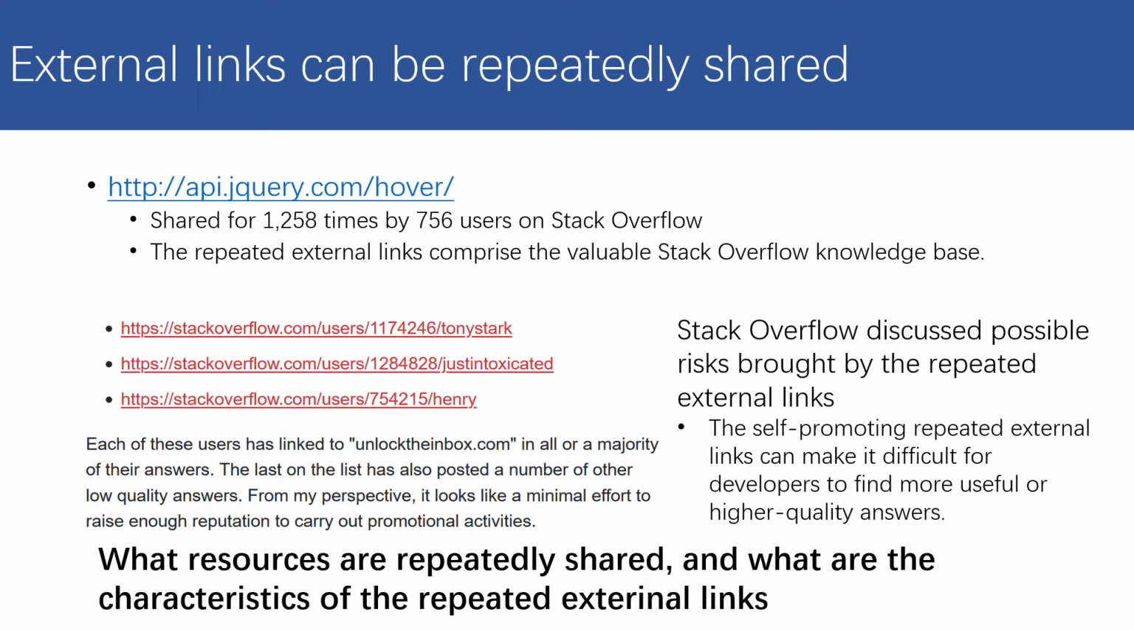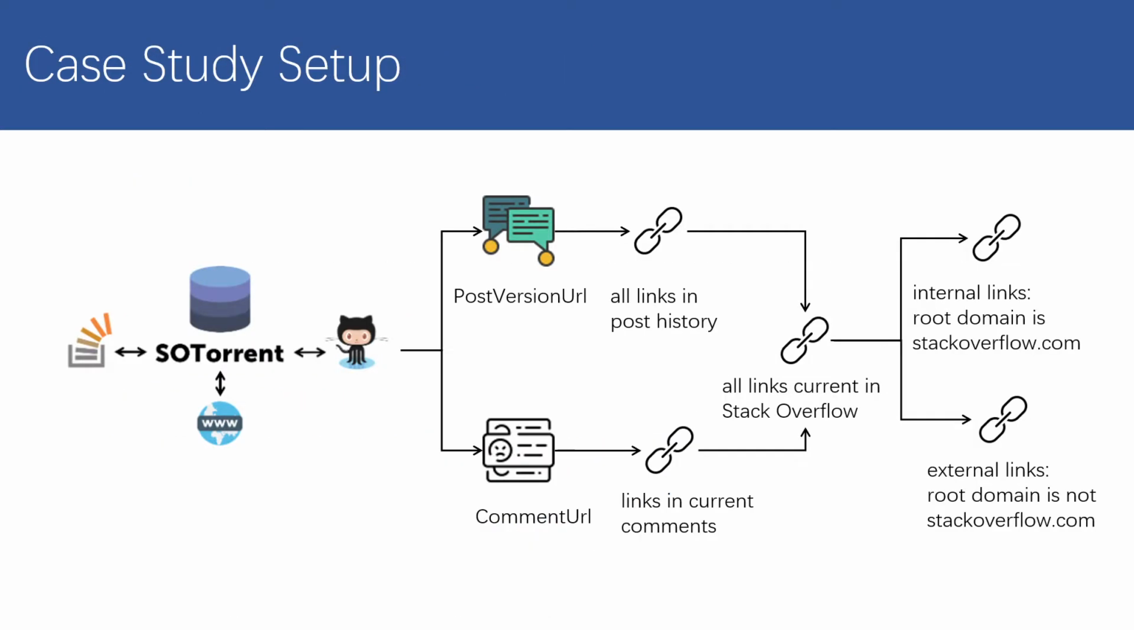Prior studies have characterized the links on Stack Overflow based on the resource types. However, there is no exploratory analysis of the external links that are repeatedly shared on Stack Overflow. To the best of our knowledge, we are the first study that characterizes the links on Stack Overflow from the aspect of frequency. To characterize the repeated external links on Stack Overflow, we perform our experiment using the SO-torrent dataset.